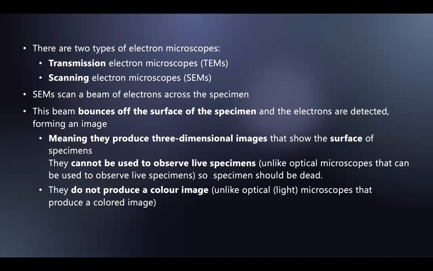However, these specimens should not be alive. They should be dead, and so scanning electron microscopes cannot observe live specimens, unlike optical or light microscopes, which can be used to observe live specimens. And they also do not produce a colored image, unlike the light microscopes.